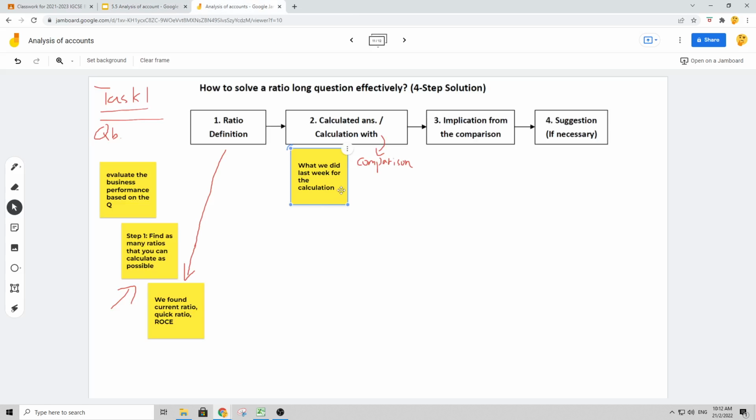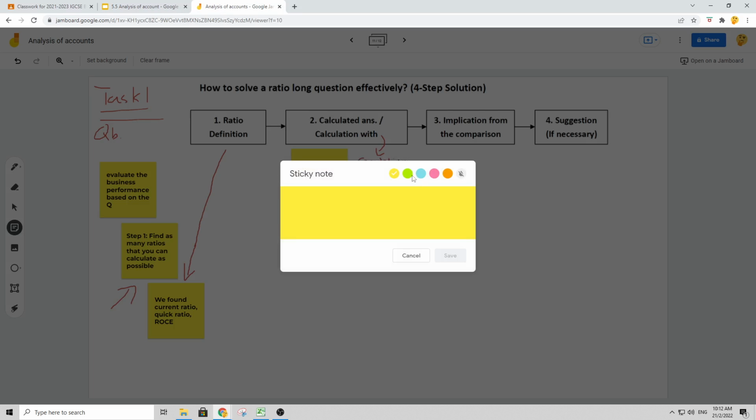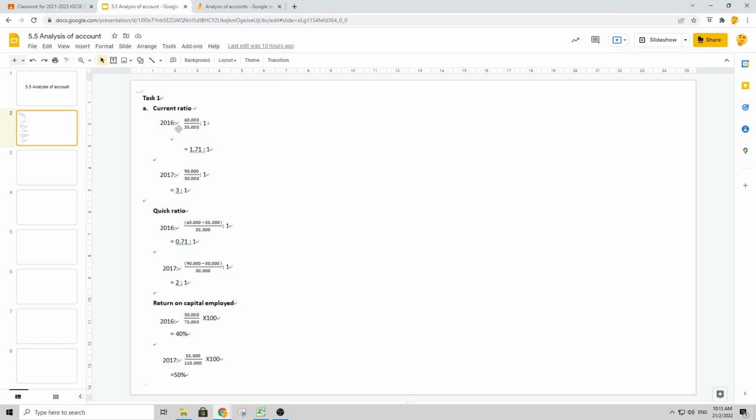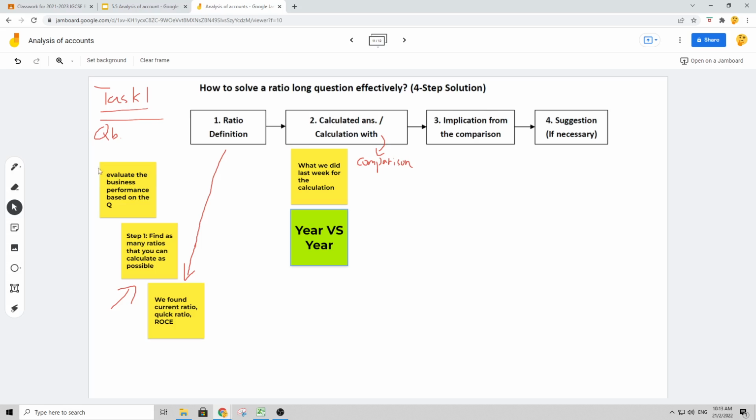It really depends on what the question is asking. Sometimes they're asking for a year versus year comparison, which is exactly like the question we're looking at, because here we are comparing the figures from 16 to 17. How would you evaluate the business performance? This is where we are looking. But they are always very similar. It really depends on what the question is asking, so don't panic when you see something else.